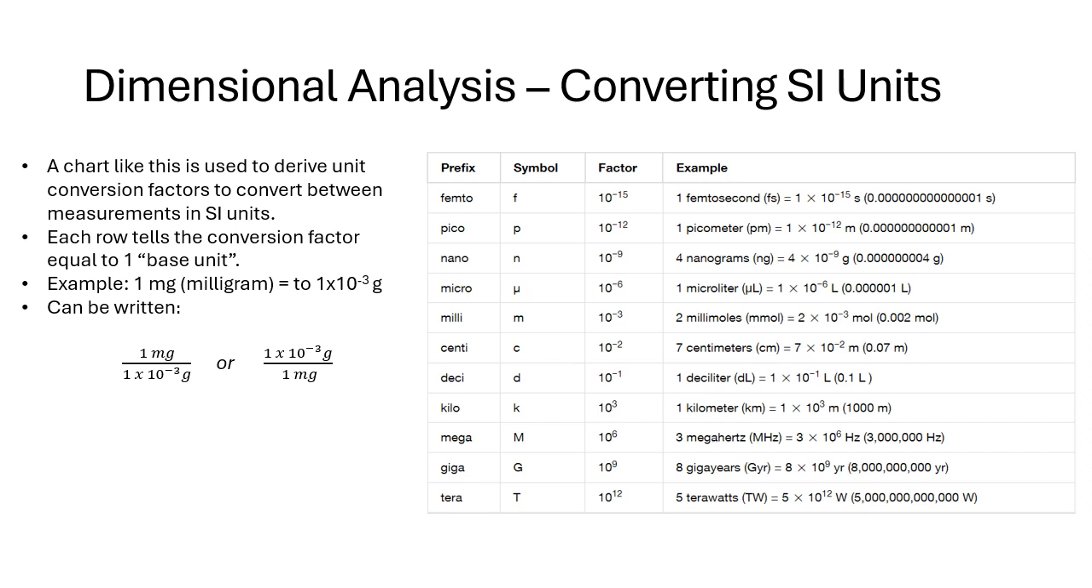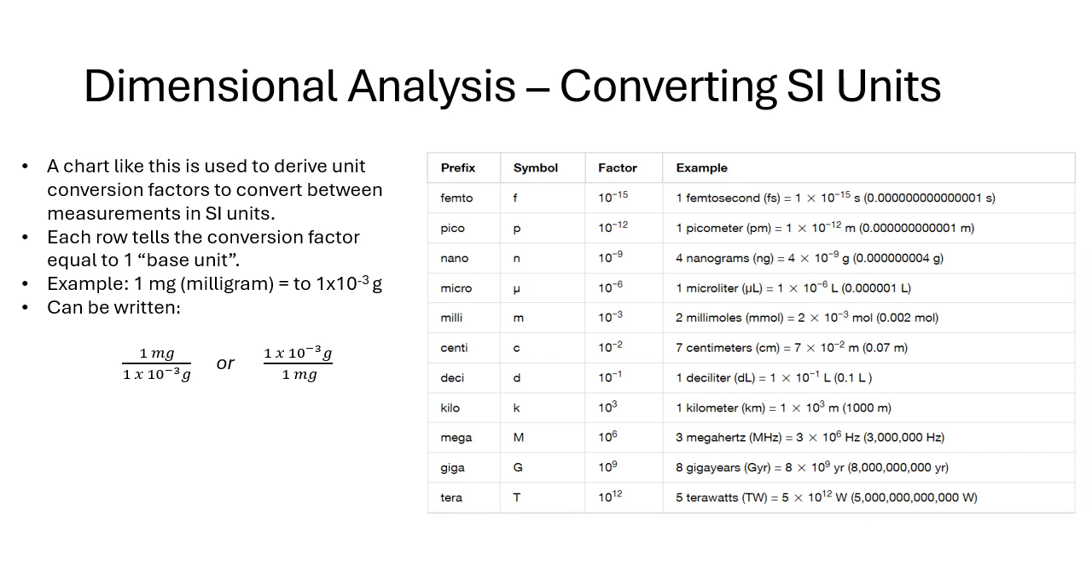For example, we can see in the milli row, the milli has the small m prefix, so for instance, if we put the small m in front of the g, it becomes 1 milligram. If we look at the milli row on the table, we see that it has a factor of 10 to the negative 3. So we can interpret that as 1 milligram is equal to 1 times 10 to the negative 3 grams, because grams is the base unit. It is the unit without any prefixes on its symbol.